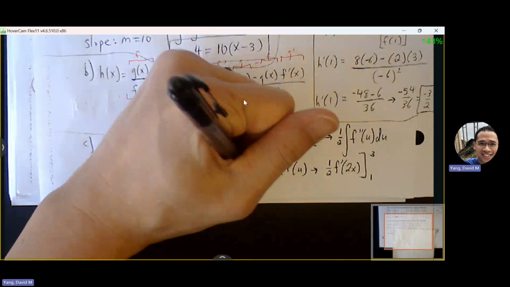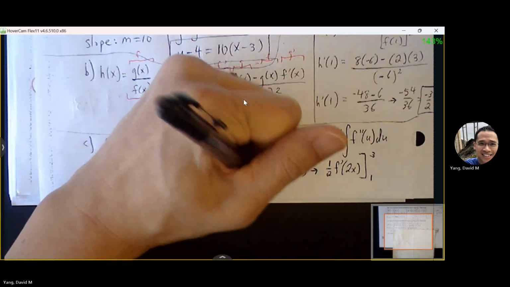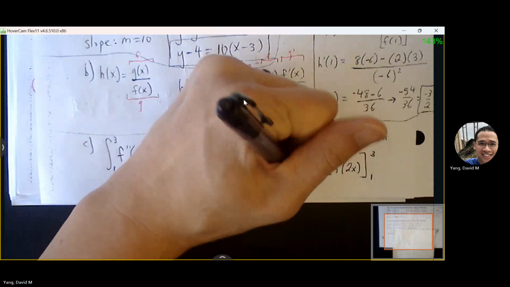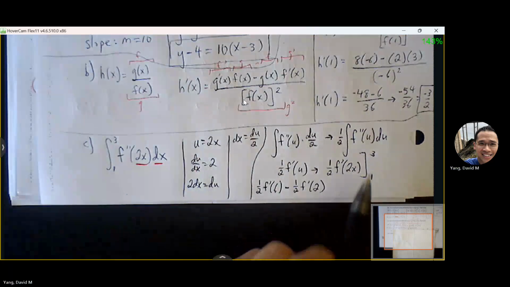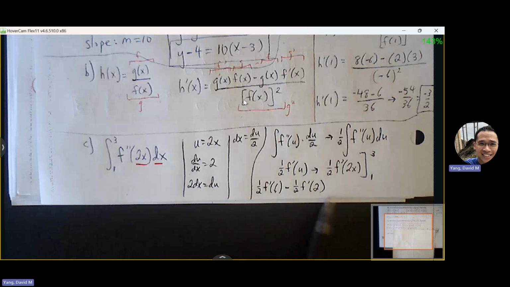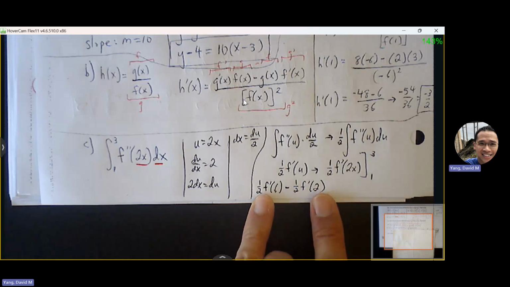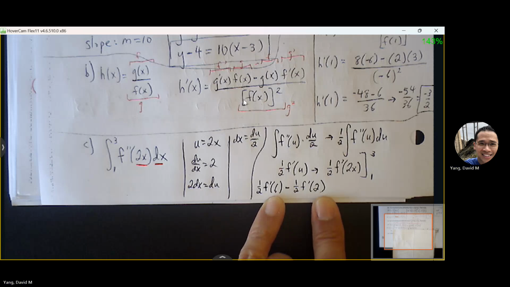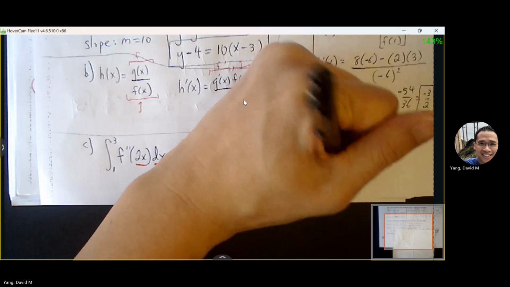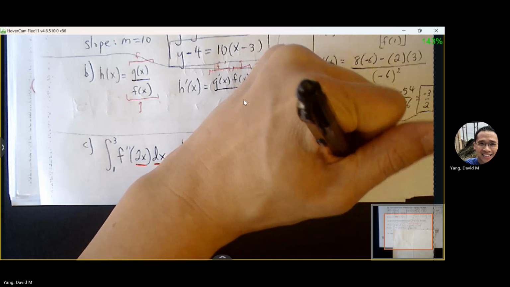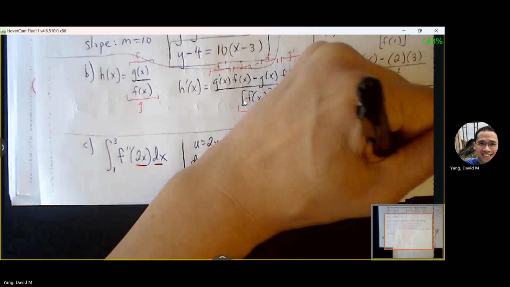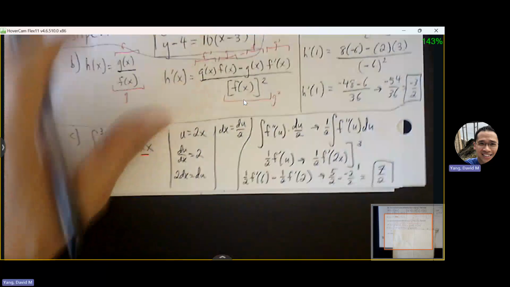Upper bound first. Minus lower bound. 3 times 2 is 6. 1 times 2 is 2. We can go one step further, right? We have our table of values that we can use to make another substitution. F prime of 6 is 5. And F prime of 2 is negative 2. I get 7/2 at the end.